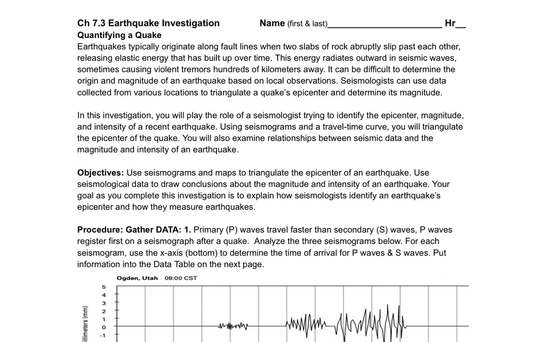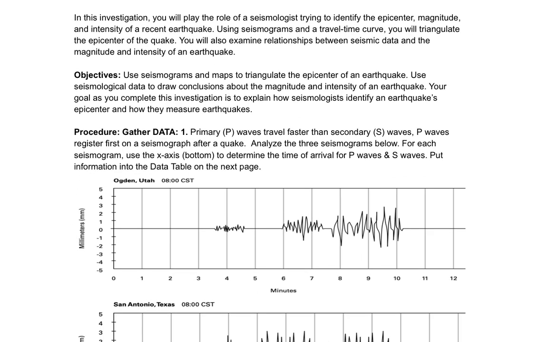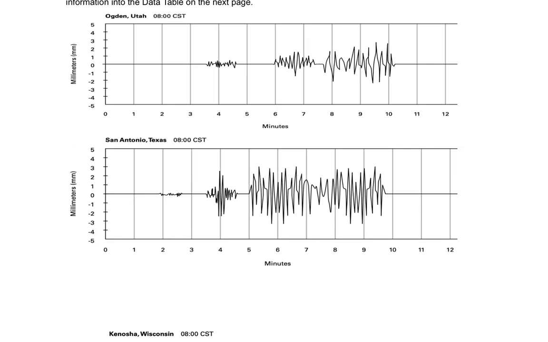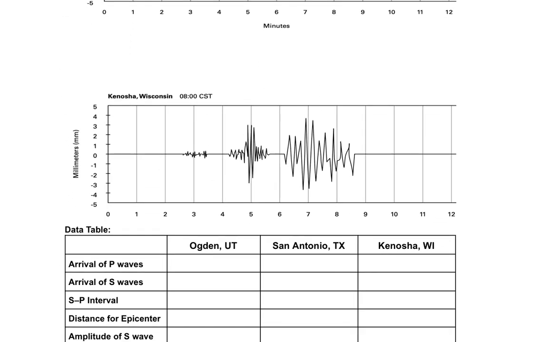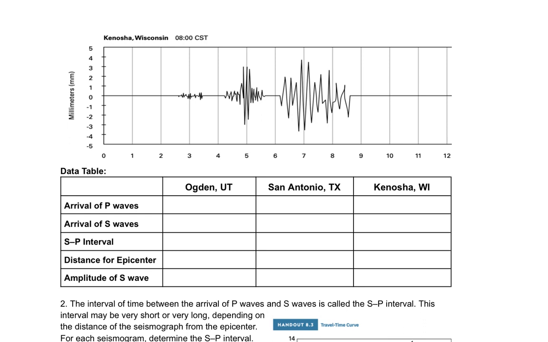Hey everybody, this is a tutorial on how to complete your earthquake investigation lab. In this lab you are going to be using seismograph data from 3 cities, from Ogden, Utah, San Antonio, Texas, and Kenosha, Wisconsin. You are going to use those seismographs to find the arrival of the P wave time, the arrival of the S wave time, and then calculate the SP interval, the distance between those times.